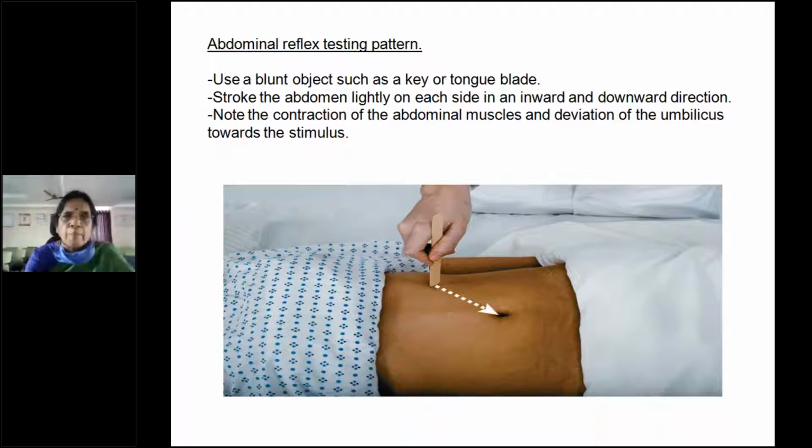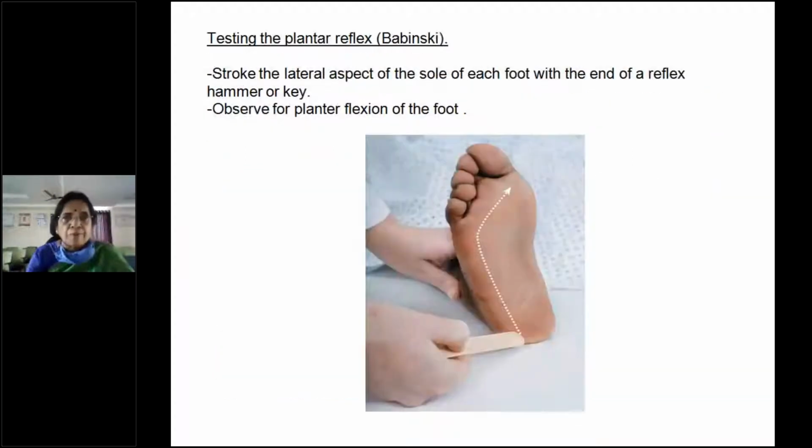A blunt object, never a sharp object. Don't take a sharp object and make an incision over the abdominal wall. That is a crime. So always take a blunt object, or a tongue blade, or a pencil, and then you can apply the stimulus. Stroke the abdomen lightly on each side from outward to inward. I told you three sides you have to do, on both the left and right side, and then see whether the abdominal reflex is present or absent. I told you what all the conditions are where the abdominal reflex is absent.